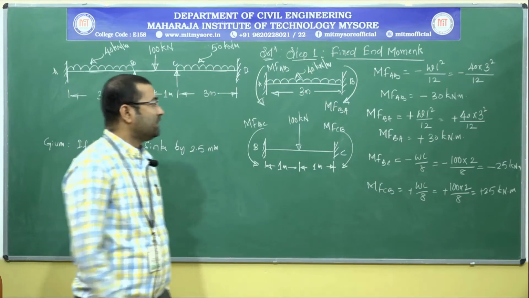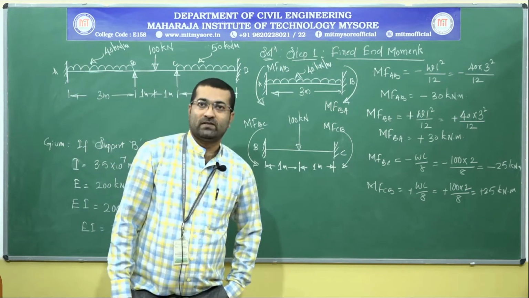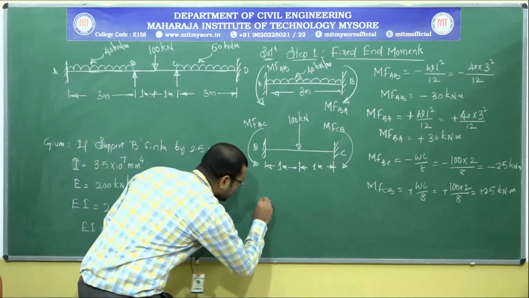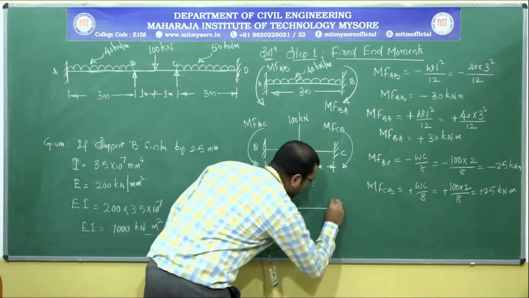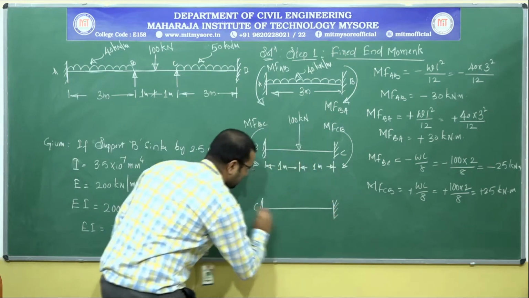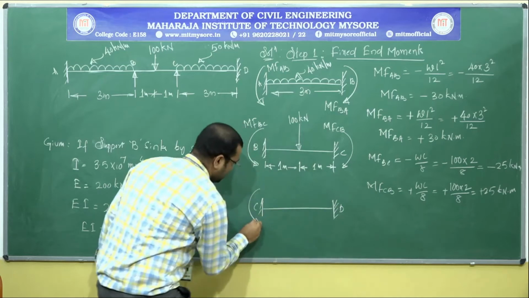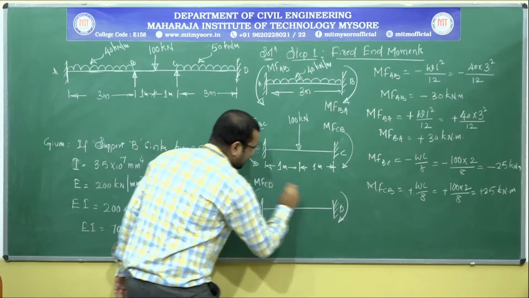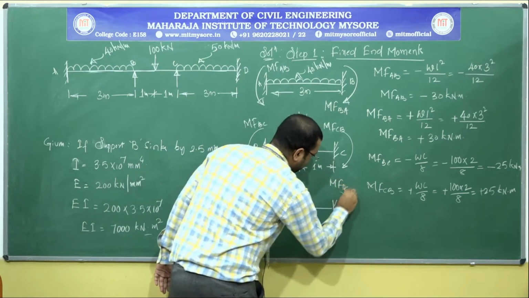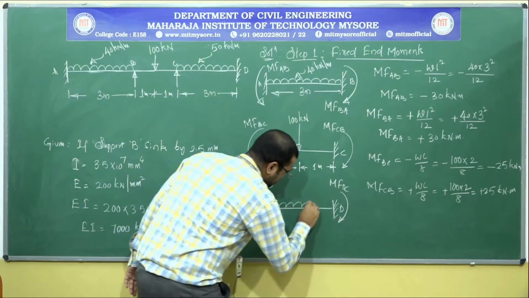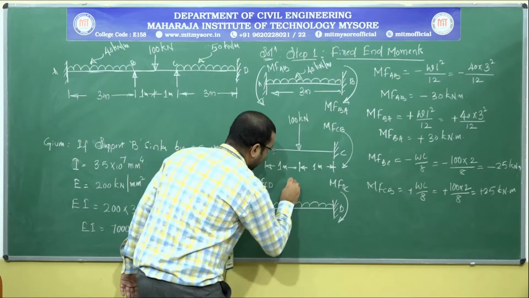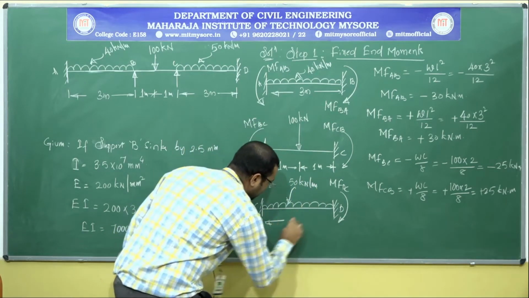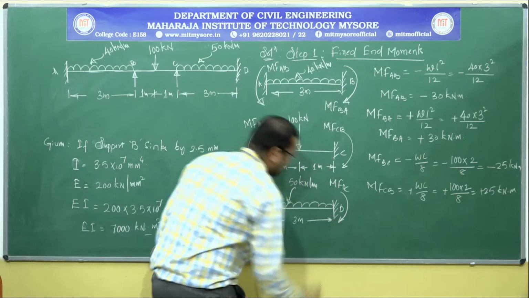Now similarly we have to work out the fixed end moments for the third span, that is for span CD. So here also what we need to do, we need to assume both ends of the span are fixed. Assuming thus, we need to work out the fixed end moments MF CD and MF DC. So this span carries a UDL of magnitude 50 kilonewton per meter, which has a length of 3 meter, right.